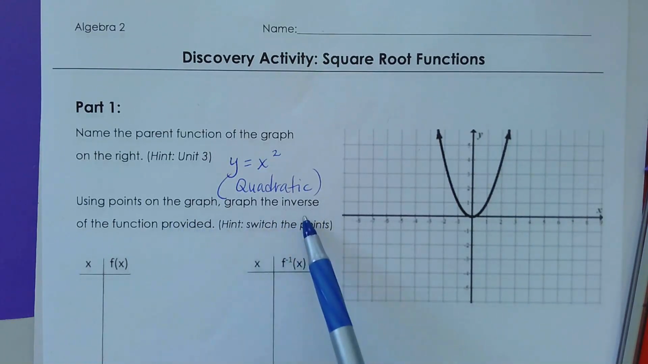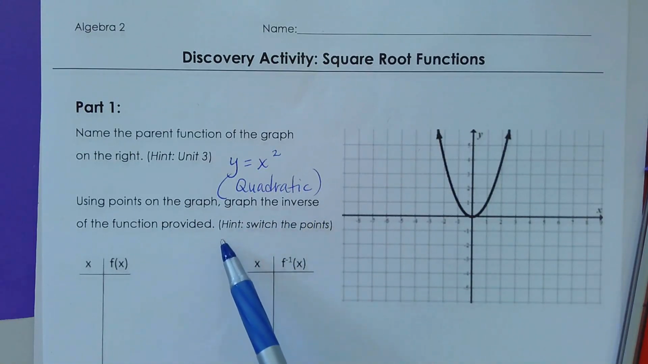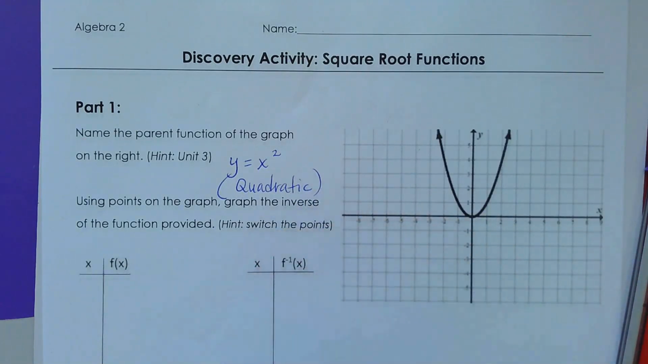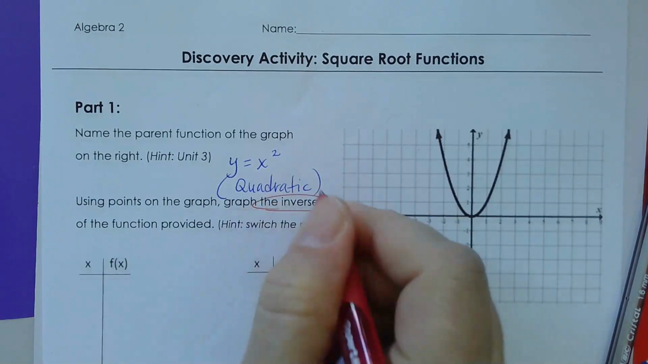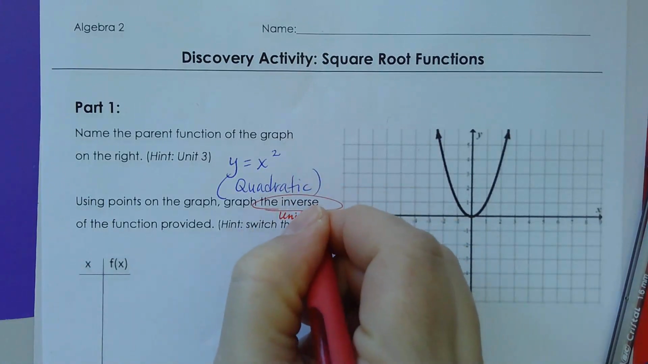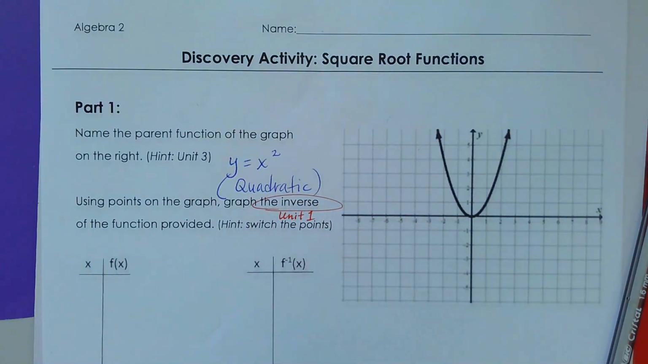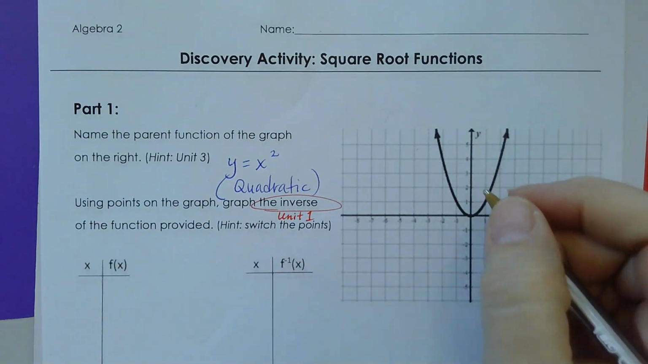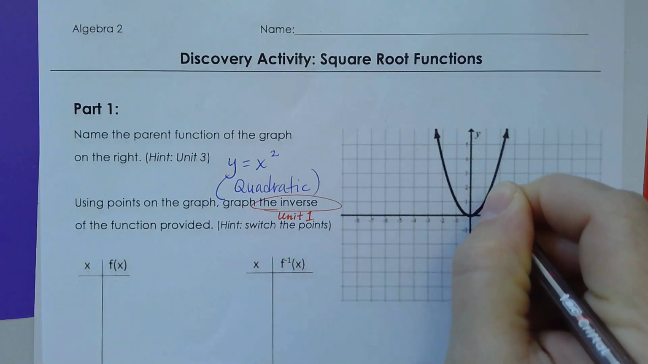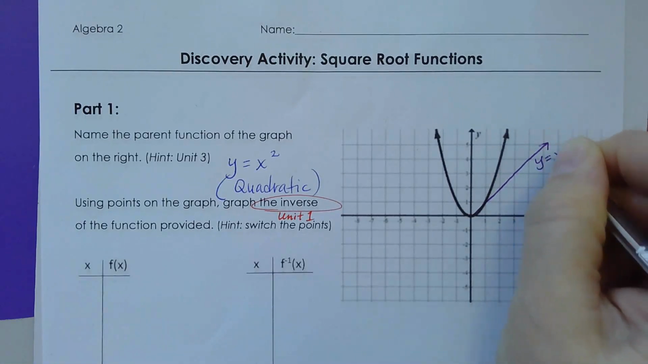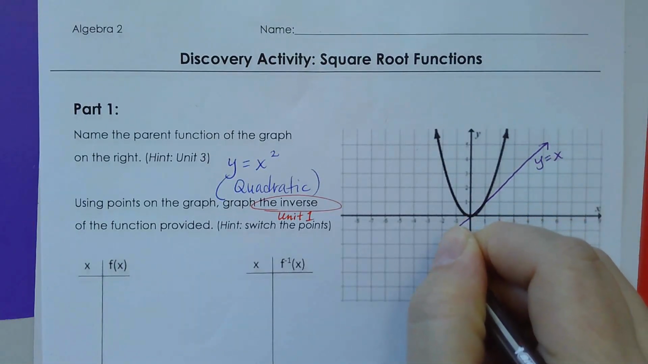Then the next section here asks you to graph the inverse of the function. We did this in Unit 1. Inverse. Which is a real throwback unless you studied inverse in reviewing for your semester exam. The inverse for any graph is a reflection across the line y equals x, which is this line here.